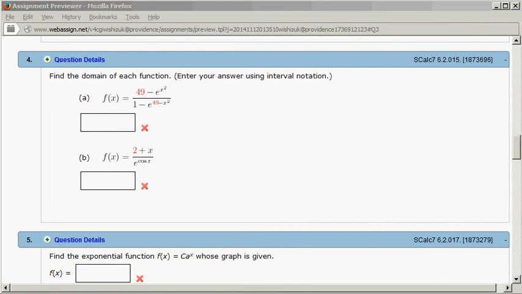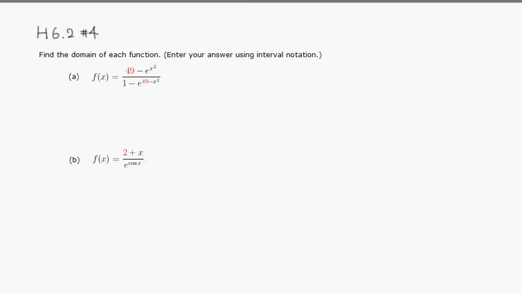All right, let's look at homework 6.2, problem number 4. We want to find the domain of each of these functions. Let's look at part A. We have a fraction, so we have to make sure that the denominator is non-zero.